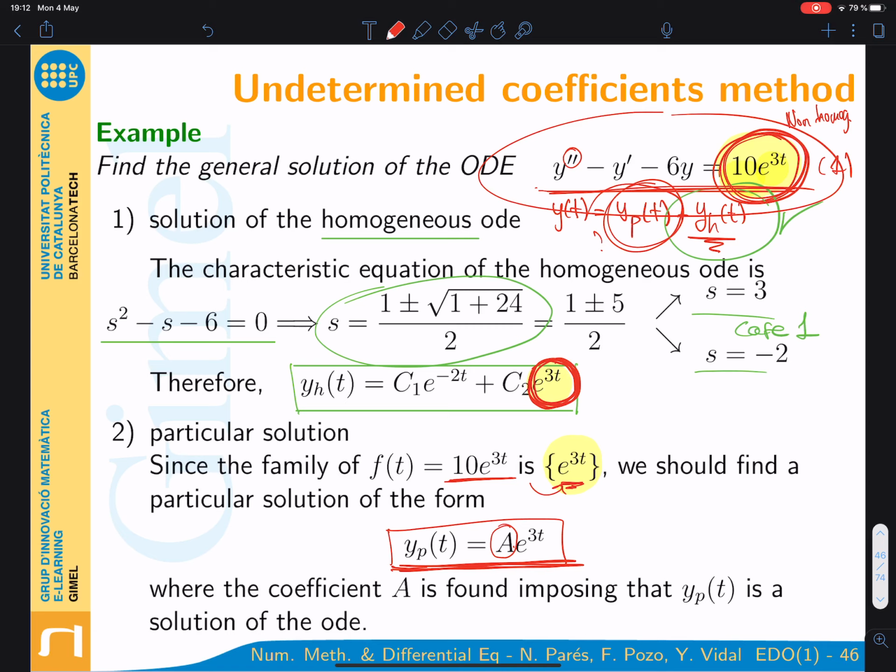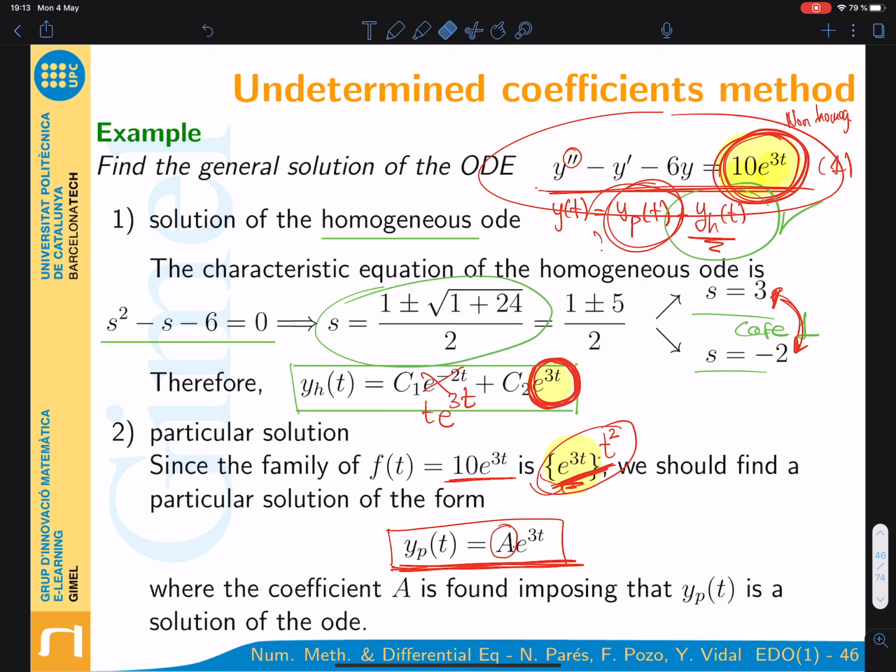If this happens, we will multiply by t the elements in the basis. So, we will try multiplying this by t and checking that t times the exponential is not a solution of the homogeneous, which can happen when we solve the characteristic equation and we are in case 2 and these two roots are equal. In that case, we would have this, and this would be again a solution of the homogeneous, and we need to multiply again by t. And that's it, because of course this will never be a solution of the homogeneous, okay?